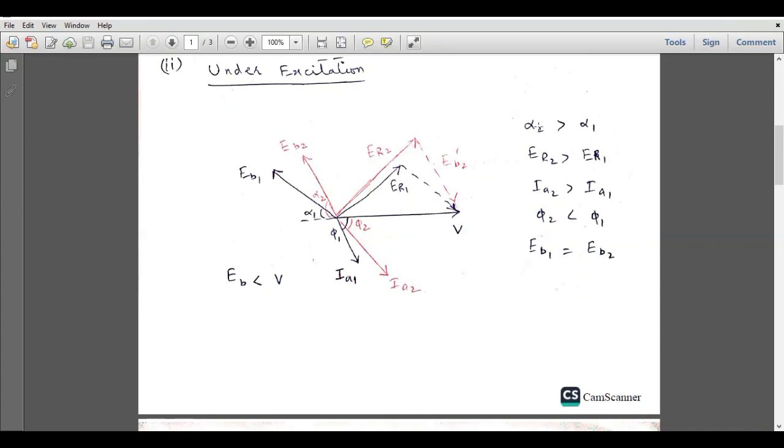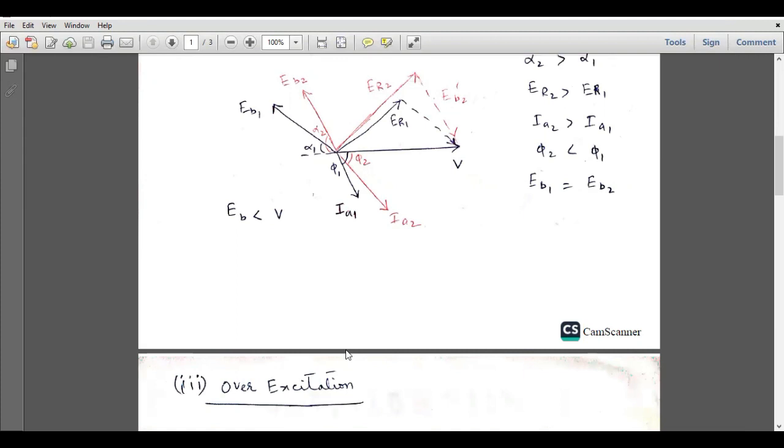So this is a summary of the results when we increase the load in the under excitation case. The load angle increases, reactance voltage increases, armature current increases, but phi 2 actually decreases, and EB1 and EB2 are the same. So only this quantity has decreased and all other quantities have increased, and the back EMF remains the same.